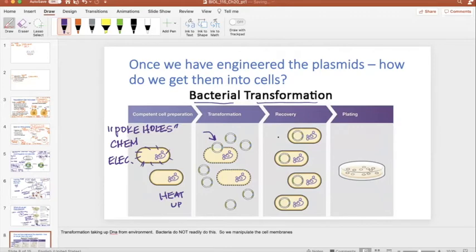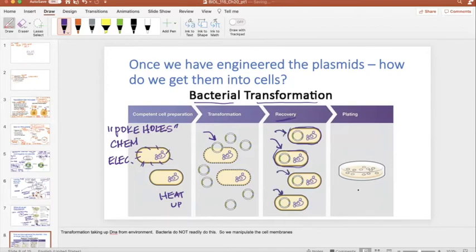You then give these bacteria some time to repair their cell membranes under ideal growth conditions. So that's the recovery phase. That'll seal up those holes. And once you've done that, you've transformed your bacteria by adding some DNA that you engineered in the lab.